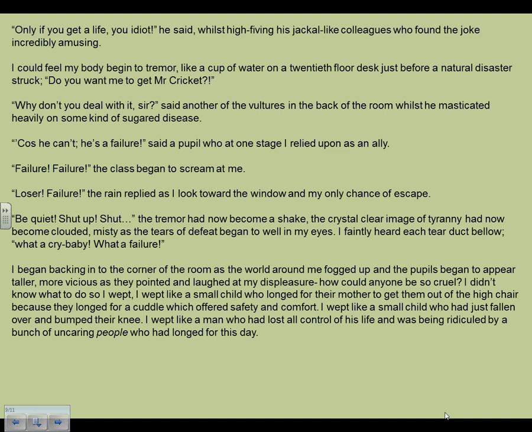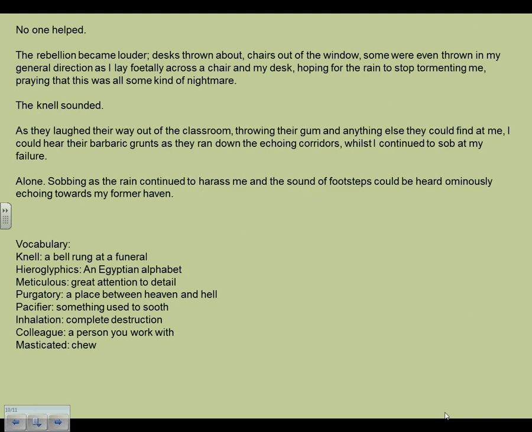I began backing into the corner of the room as the world around me fogged up and the pupils began to appear taller, more vicious as they pointed and laughed at my displeasure. How could anyone be so cruel? I didn't know what to do, so I wept. I wept like a small child who longed for their mother to get them out of the high chair because they longed for a cuddle which offered safety and comfort. I wept like a small child who had just fallen over and bumped their knee. I wept like a man who had lost all control of his life and was being ridiculed by a bunch of uncaring people who longed for this day.